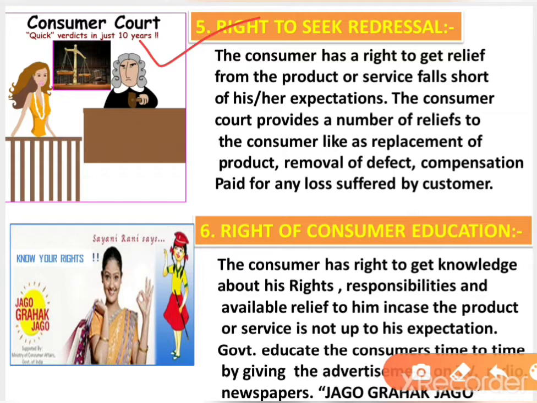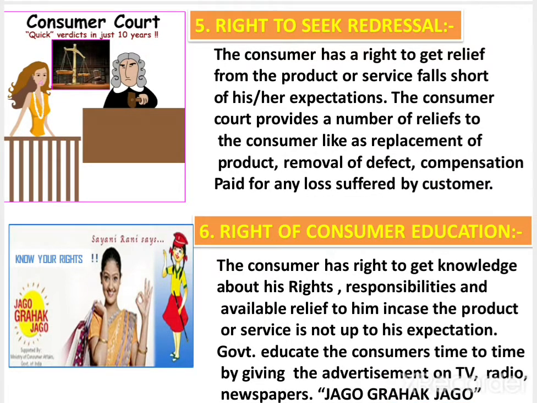The consumer court or three-tier judicial machinery can provide a number of reliefs and the reliefs can be in the form of replacement of a product, removal of the defect in the product, and compensation to be paid for any loss suffered by the consumer.